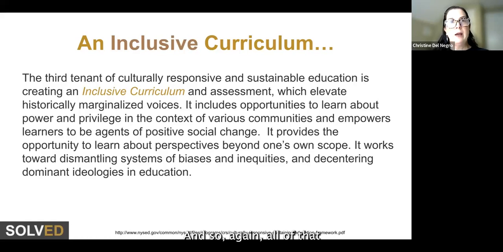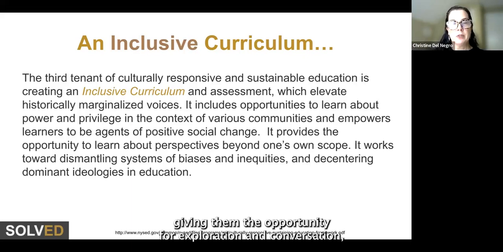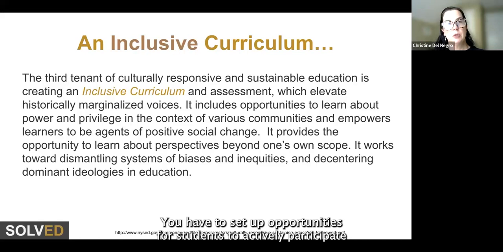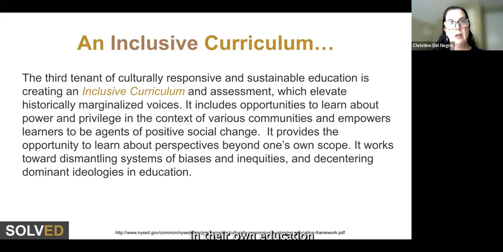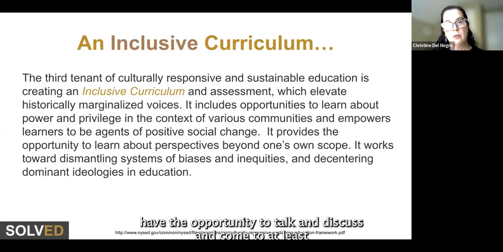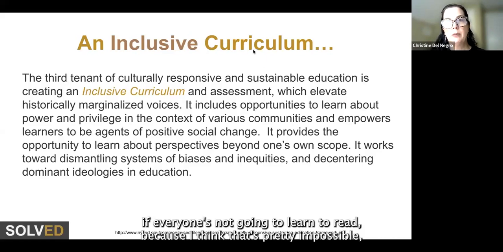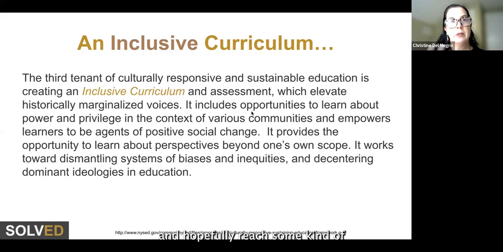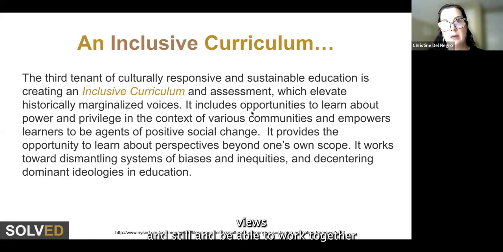And so again, all of that includes giving students a voice, giving them the opportunity for exploration and conversation, and discovery. So it's a really, I think, active process; you have to set up opportunities for students to actively participate in their own education, and to, again, be exposed to different ways of thinking, have the opportunity to talk and discuss and come to, at least if everyone's not going to agree, because I think that's pretty impossible, at least an understanding of how someone else thinks, and hopefully reach some kind of a place where we can respect the other person's views and still be able to work together.